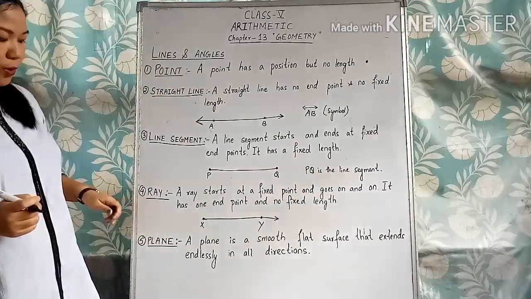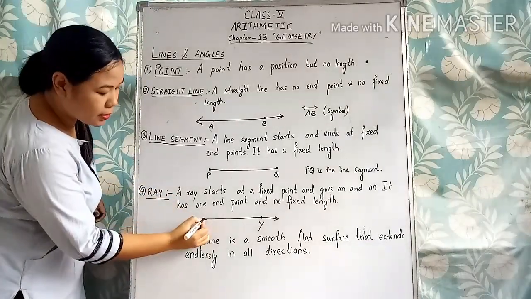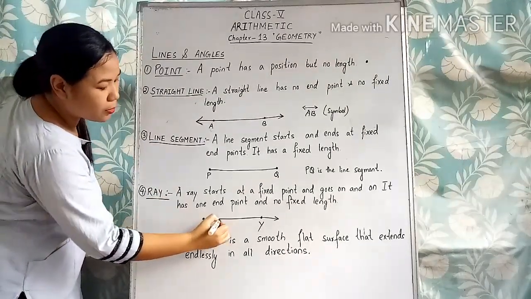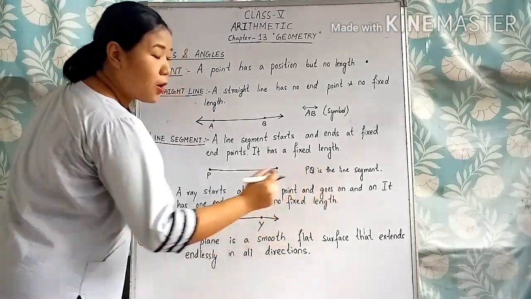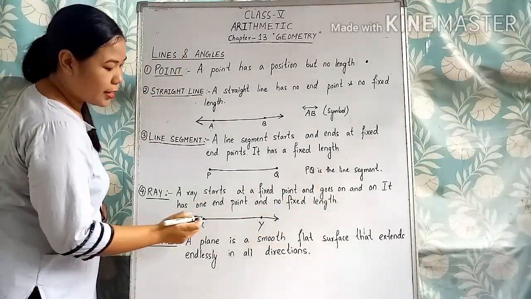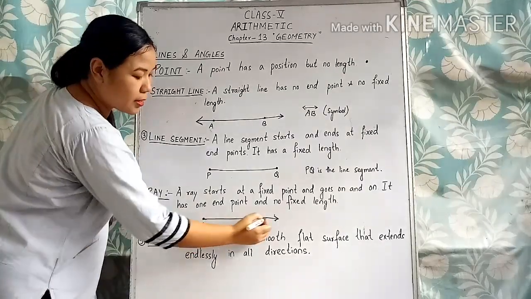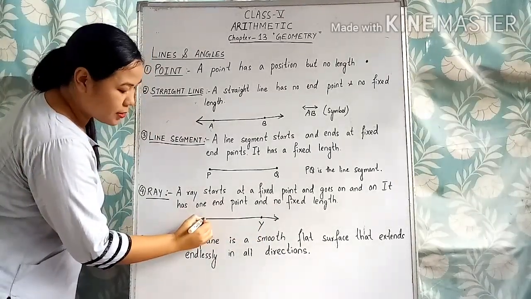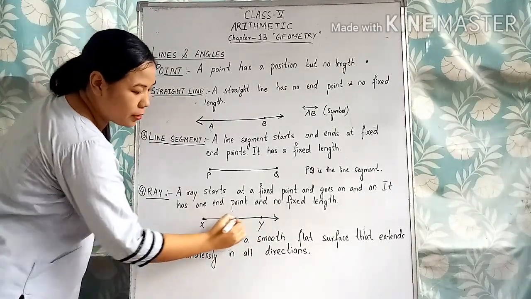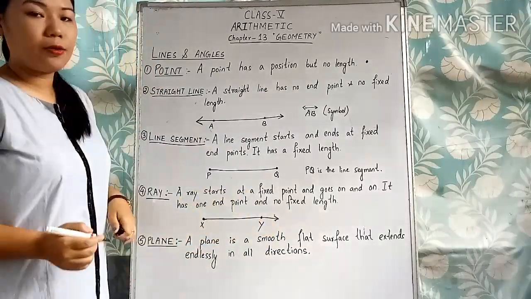Next, ray. What is ray? A ray starts at a fixed point. Here, it starts at a fixed point and goes on and on. This arrow indicates that the line goes on and on. It has one end point and no fixed length, okay. It does not have any fixed length. So here it starts from this point and it goes on and on, okay. So XY is a ray.